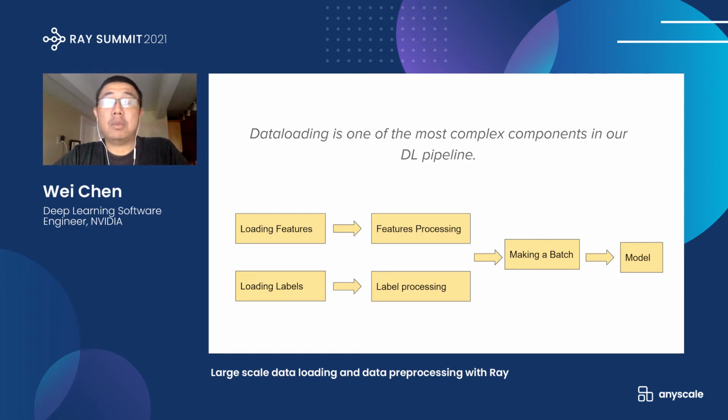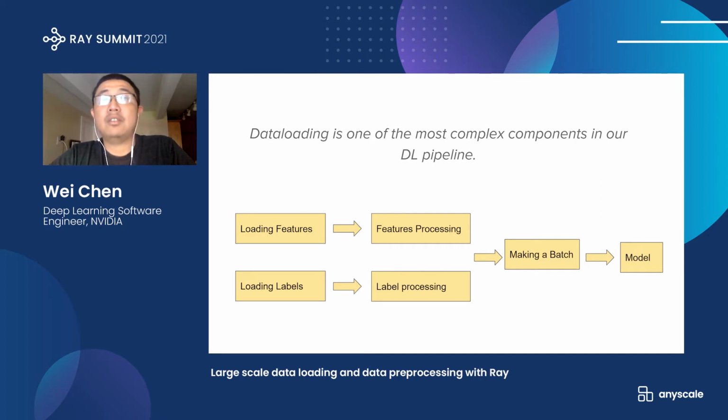Depending on the applications, the features and labels can be very different. However, the raw features and raw labels cannot be directly used for deep learning model training. The reason for that is that the model expects the input to be multi-dimensional tensors, but the features and labels are not in that format. So they need to go through feature processing and label processing.